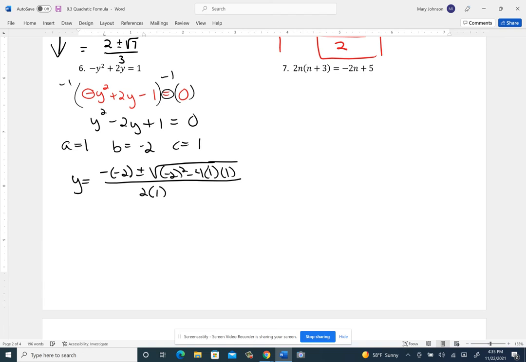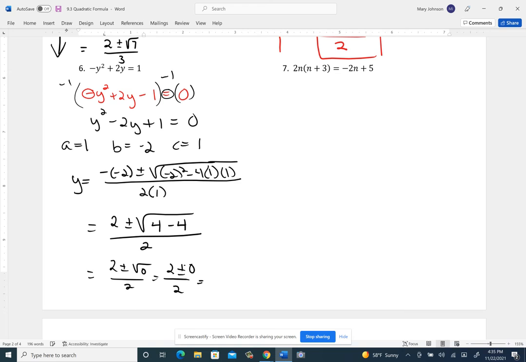Okay. All right, this one turns out to be 2 plus or minus the square root of 4, oh, minus 4, all over 2. 4 minus 4 is 0. So I get 2 plus or minus the square root of 0 over 2. That's 2 plus or minus 0 over 2. And 2 plus 0 is 2. 2 minus 0 is 2. You only get one answer on this one. You just get a 1 for your answer here.